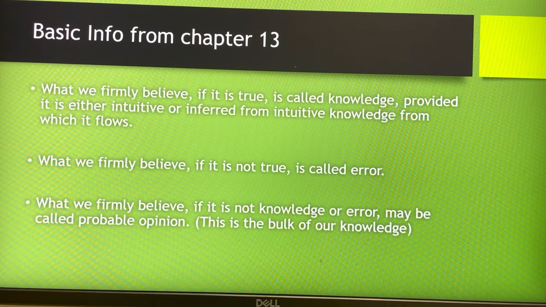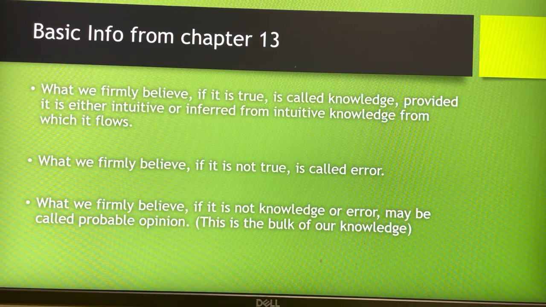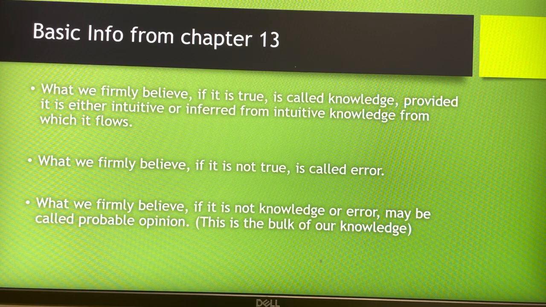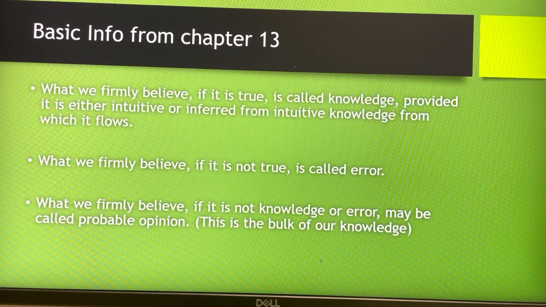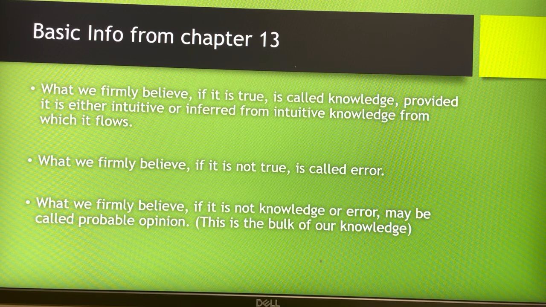So the basics of what we get from this chapter are very simple. First, what we firmly believe, if it is true, is going to be called knowledge, as long as that is either intuitive or inferred from intuitive knowledge. So if we firmly believe something, if that belief is actually true, then that is knowledge. Now, what we firmly believe, if it's not true, is called error.